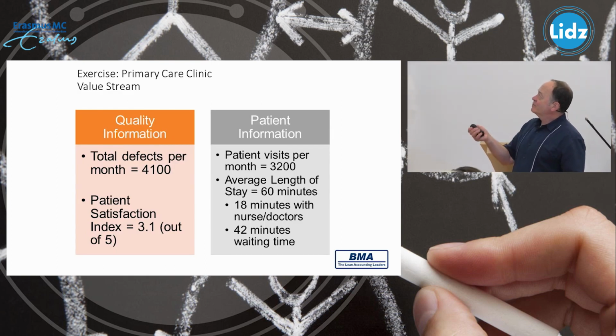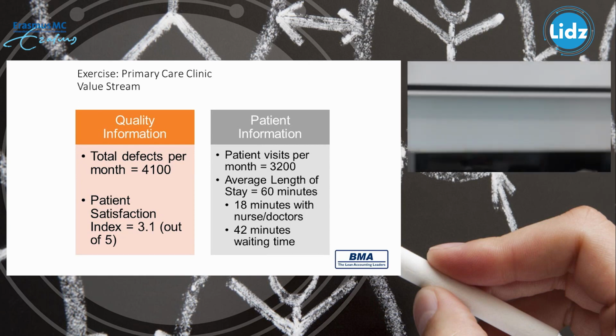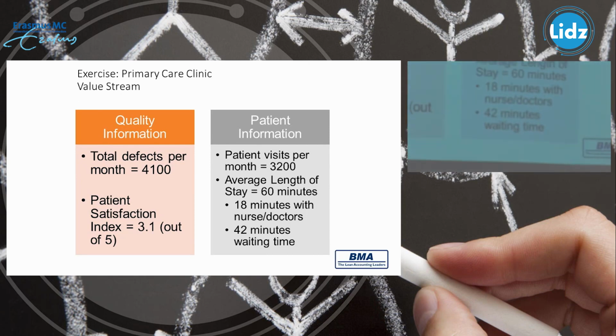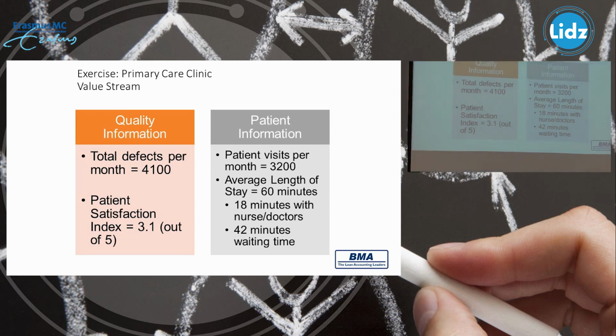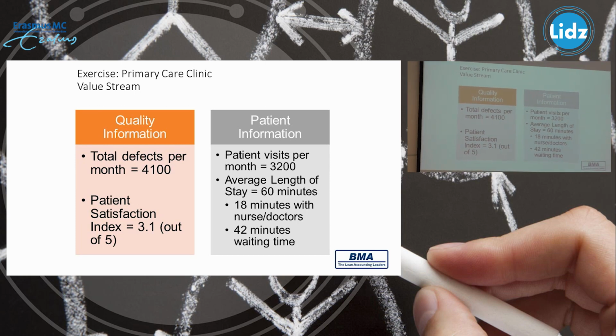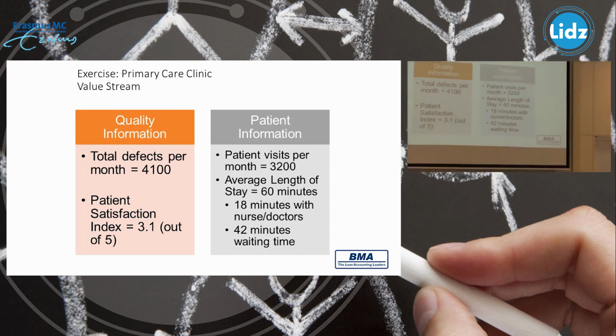So this is a primary care value stream. We have 4,100 defects per month. We have a patient satisfaction score of 3.1 out of 5. We see 3,200 patients per month. The average length of stay is 60 minutes. Of that 60 minutes, 18 is spent with the nurse and the doctor. 42 minutes is spent waiting.